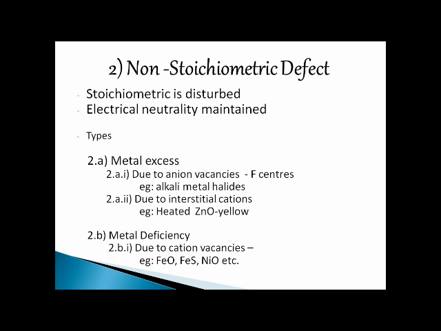It's a very important one. F center. What is F center? F for Farbe. It's a German word meaning color. Because of F centers, color is created in the crystals. For example, violet color in KCl and pink color in LiCl crystals are created due to F centers.